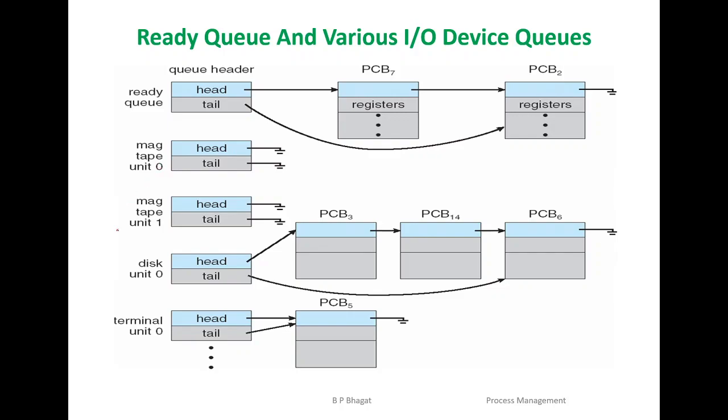So these are the different queues shown in the figure. The ready queue is there, which is in the main memory. Then the IO device queue is there. The ready queue consists of the queue header, which has the head pointer and the tail pointer. The head pointer points to the process which is at the head of the ready queue. The tail pointer points to the process which is at the tail of the ready queue.